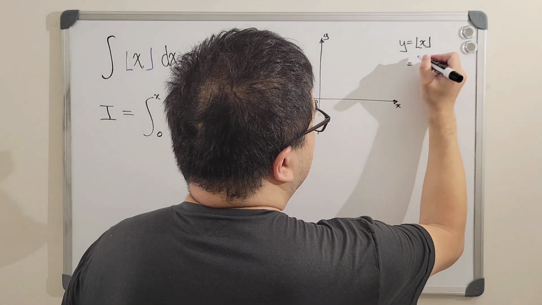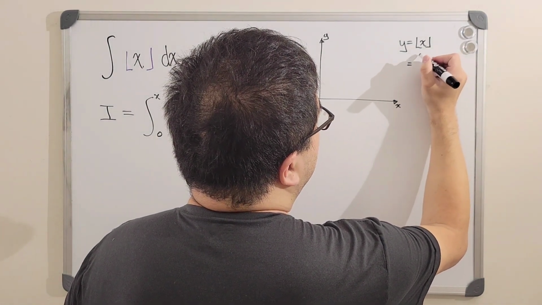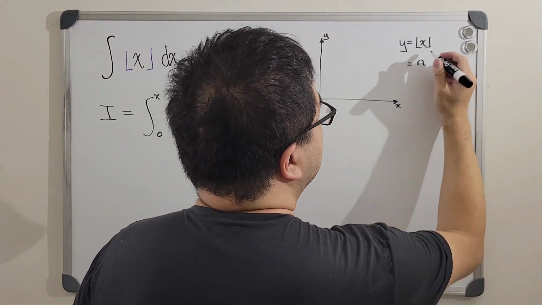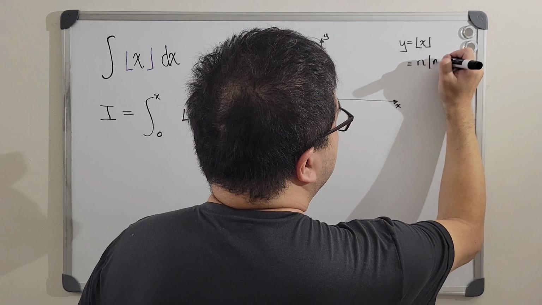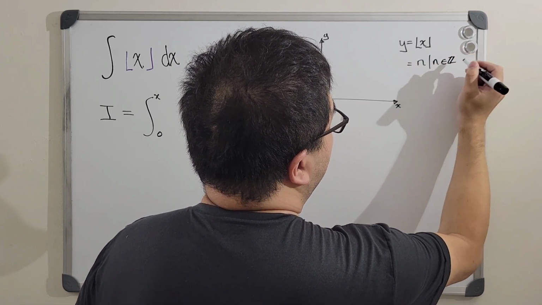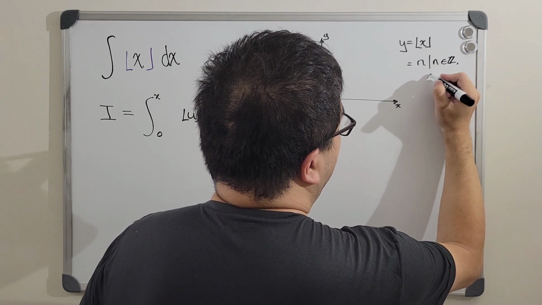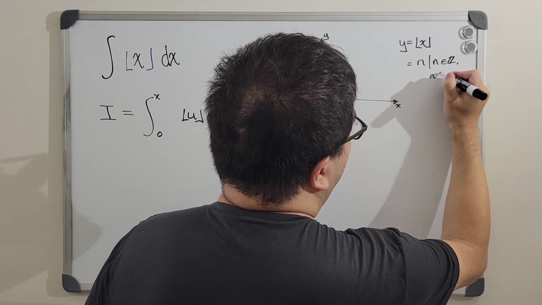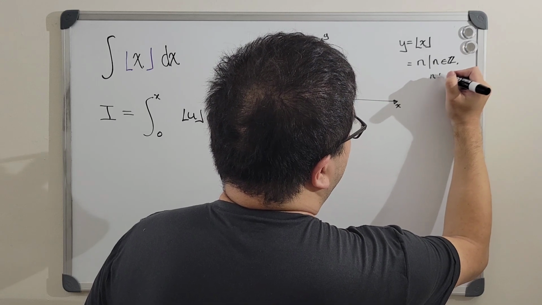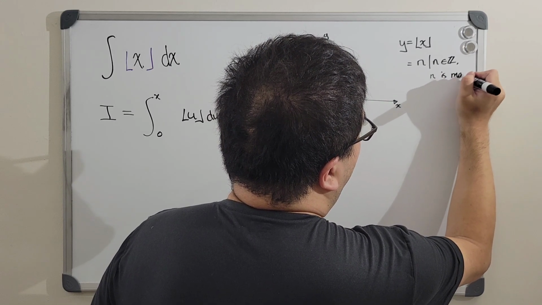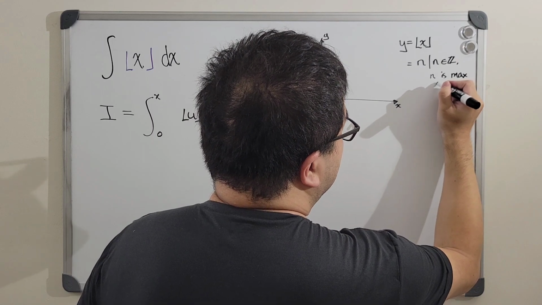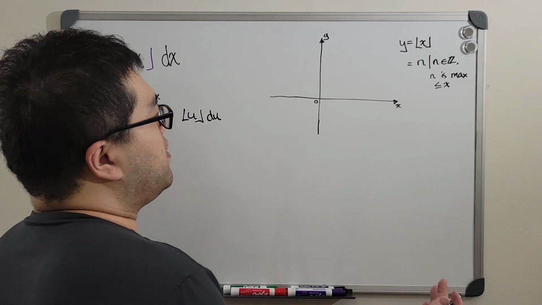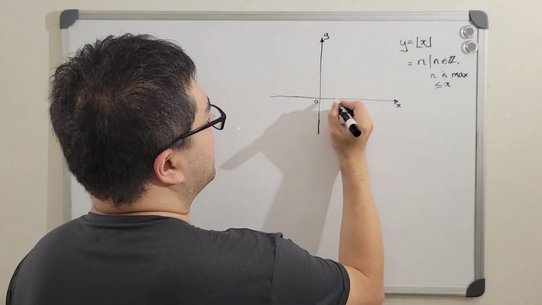It is equal to the n value, which is an integer, such that n is the maximum integer that is less than or equal to the x value that we have. So graphically, this is what we will have.